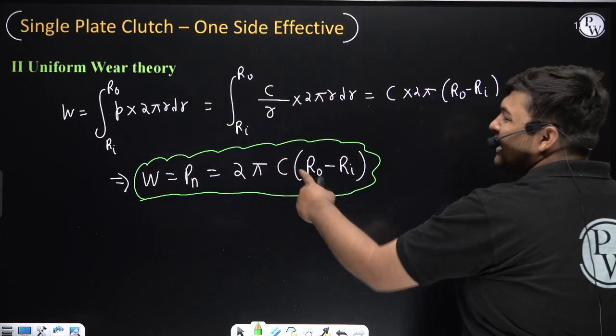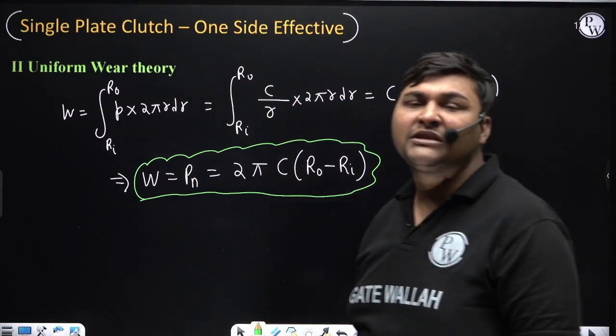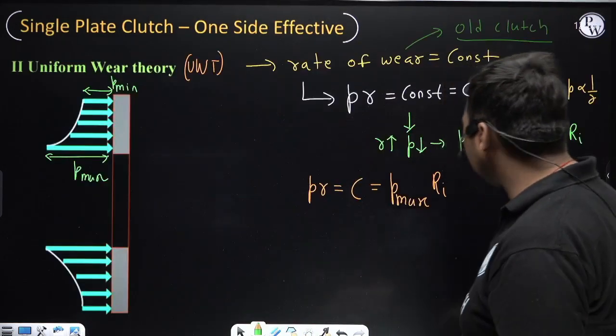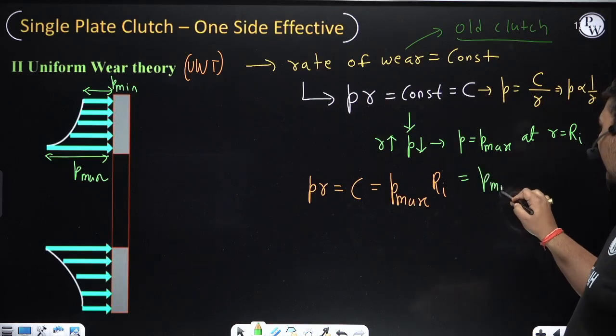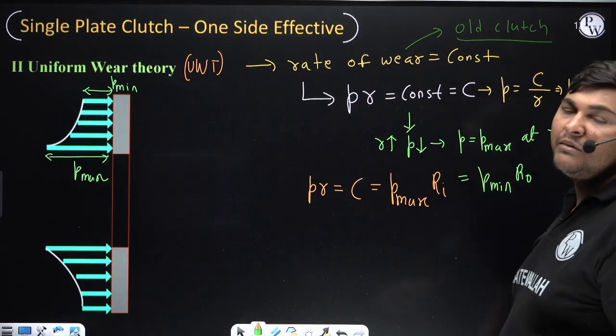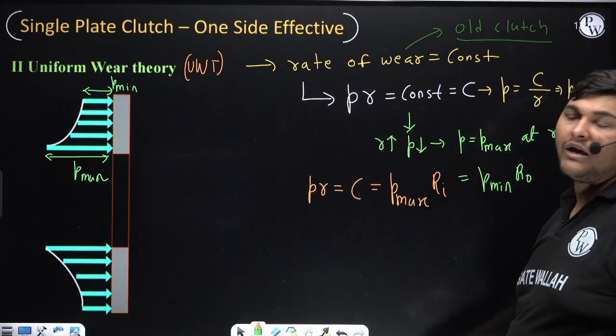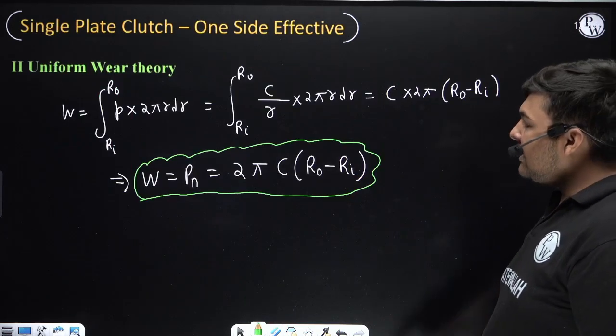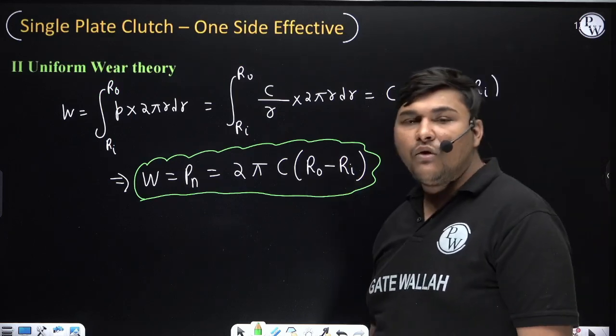Now here C you can calculate. If maximum pressure is given, C is P max into Ri. If minimum pressure is given, then C will be P minimum into R naught, because pressure will be minimum at the outer radius. But generally in exams, maximum pressure will be given. That's why this expression is important to calculate C. So it is the formula to calculate W by uniform wear theory.